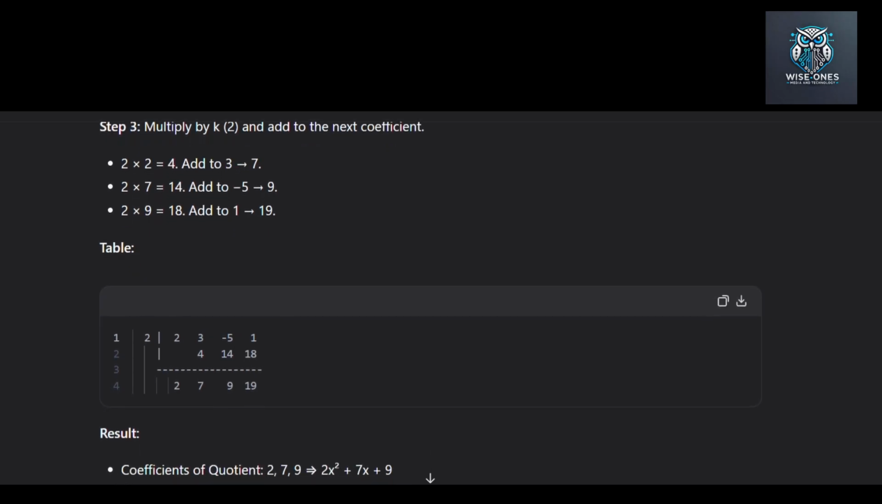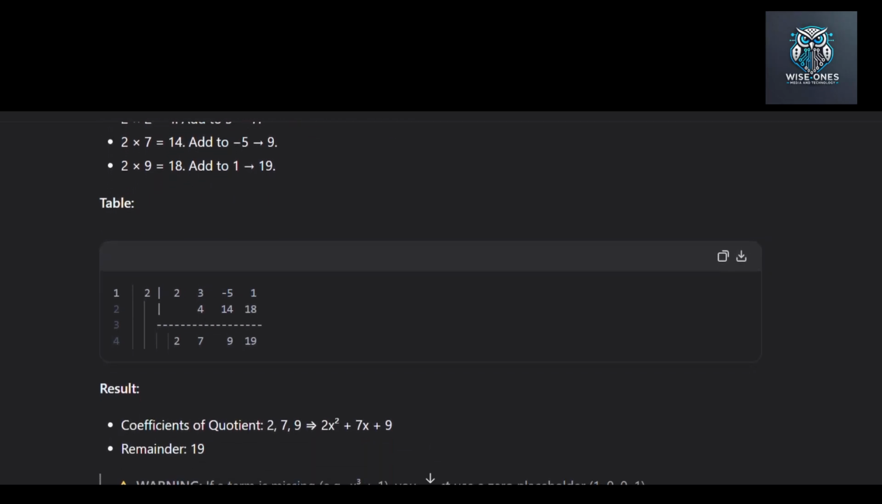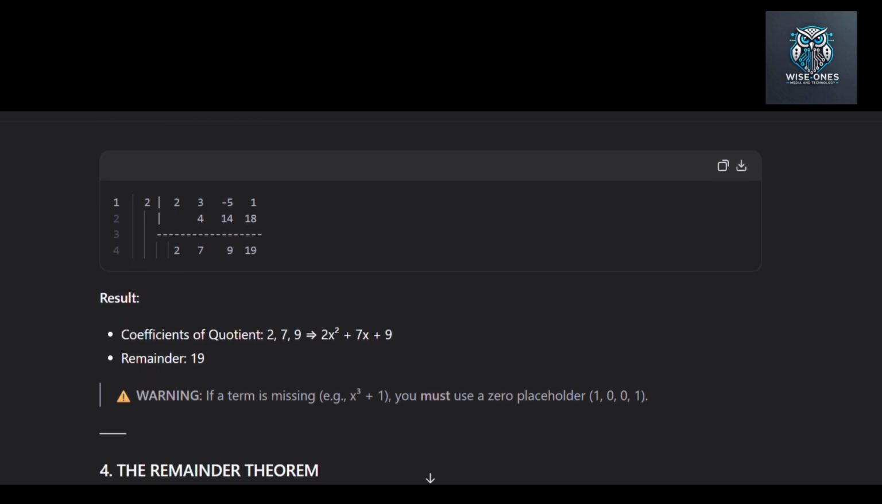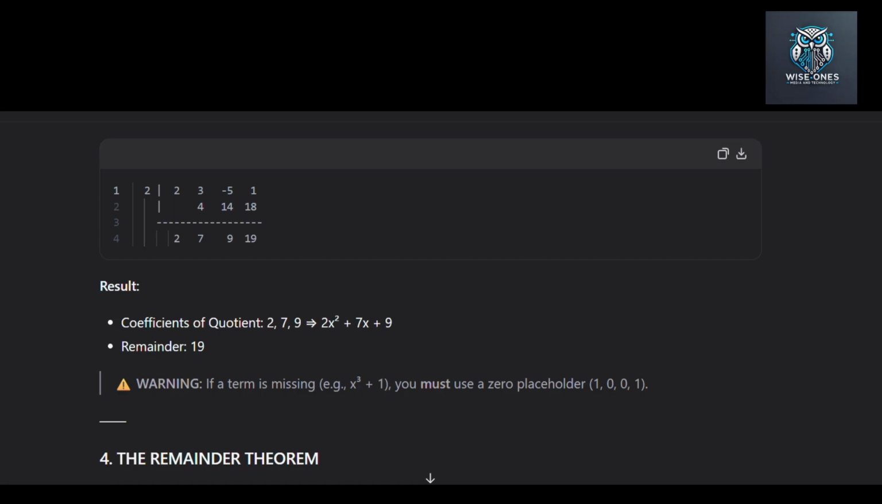Since we started with x cubed, the quotient starts with x squared. So the quotient is 2x squared plus 7x plus 9. This matches our long division answer.